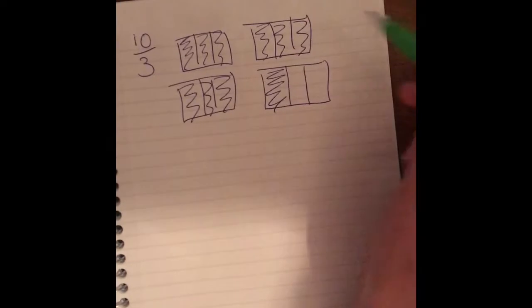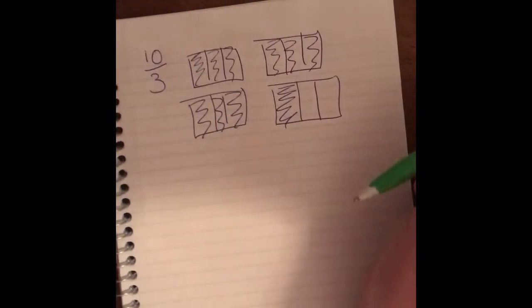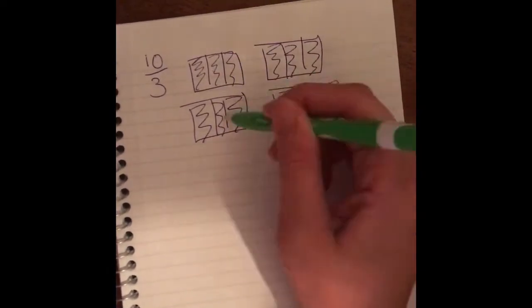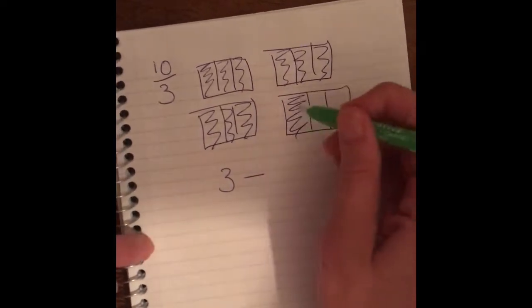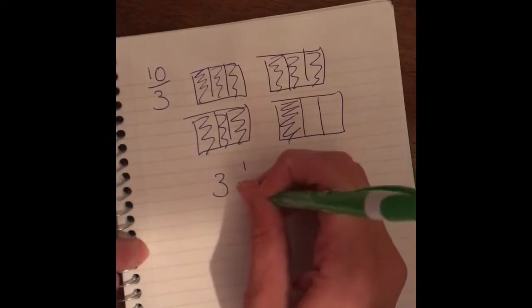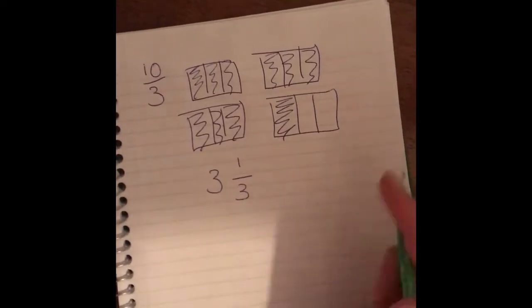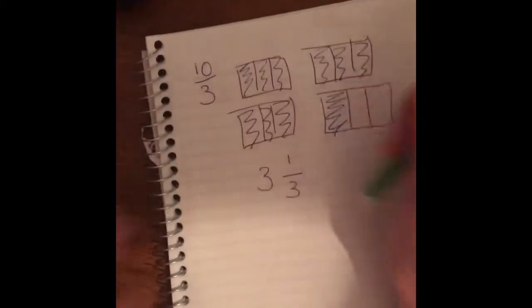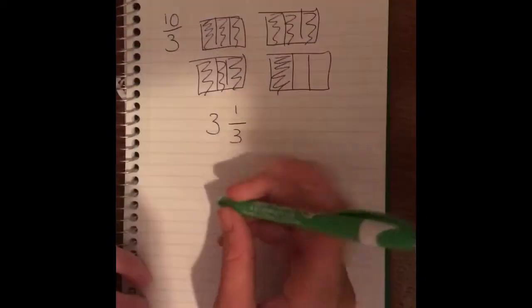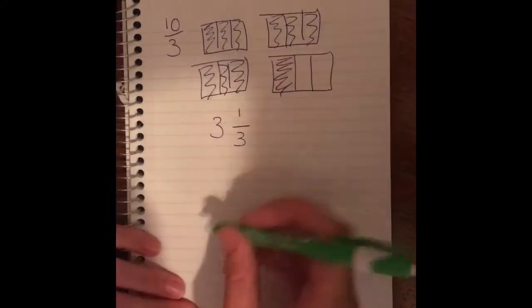Okay, so now I'm going to look and see how many whole rectangles I have shaded in. I have 1, 2, 3. And then I have one more rectangle where 1/3 is shaded in. Right? So that's a visual representation of how to go from an improper fraction to a mixed number. Okay, now I'm going to do the algorithm for the same problem.